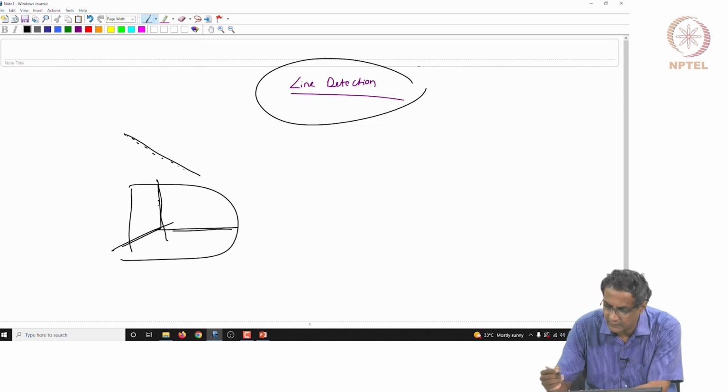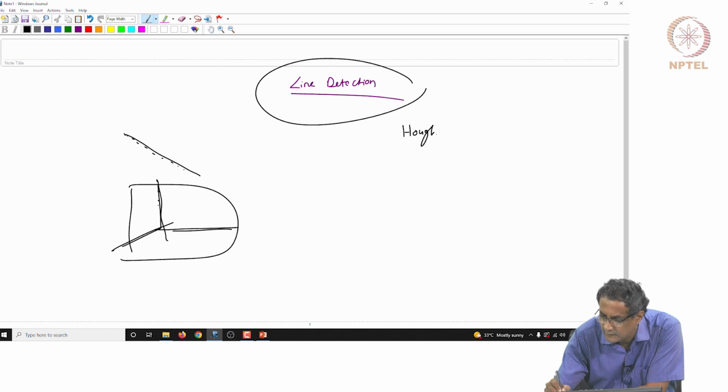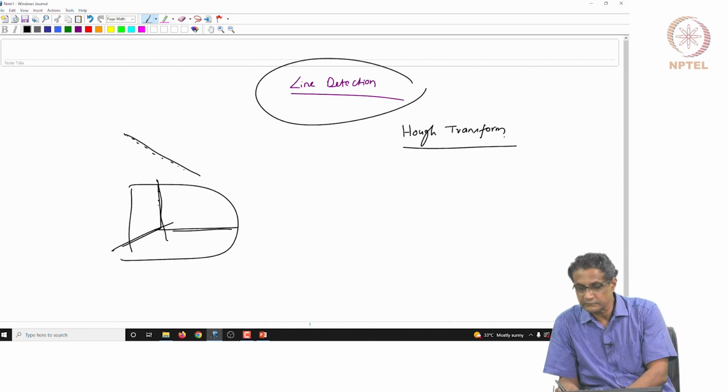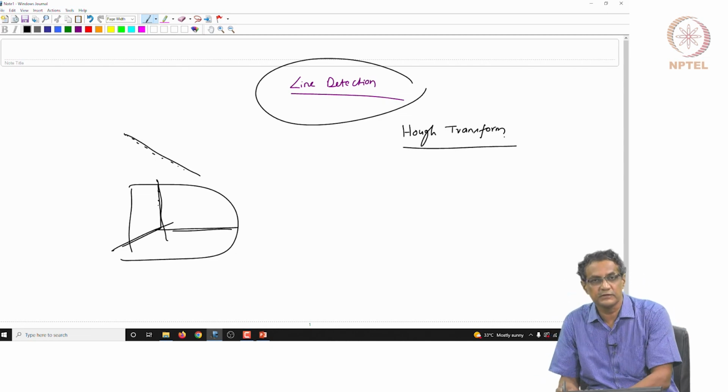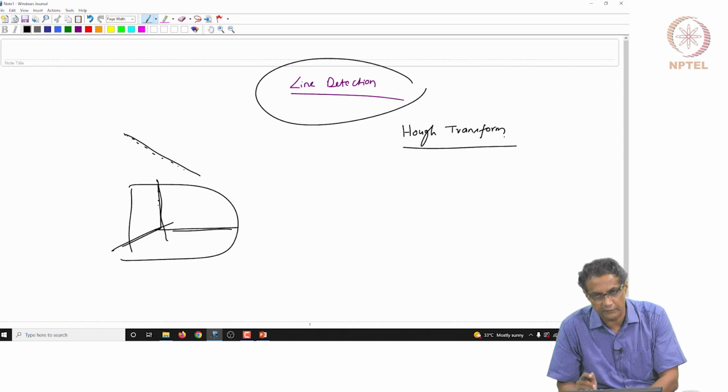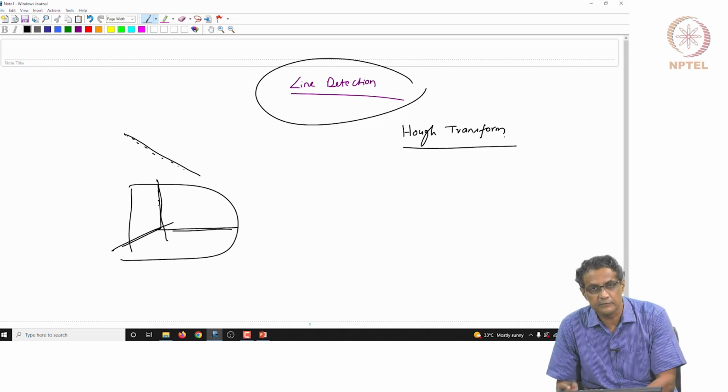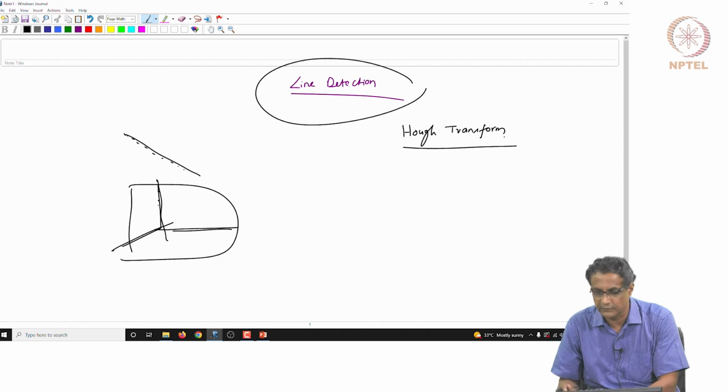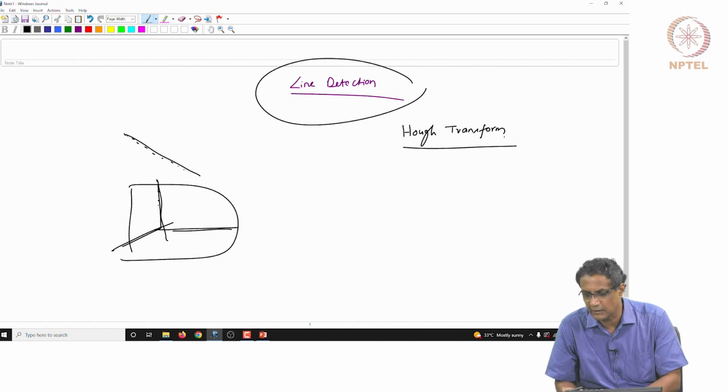So there is something called a Hough transform. It goes after a person whose name is I think some C.V. Hough or something. The Hough transform's goal is this: you can have a Hough transform for line detection, and also for circle detection and ellipse detection. We don't want to go into all of that. I just want to give one example so that you understand the basic philosophy. This Hough transform is a kind of voting method.